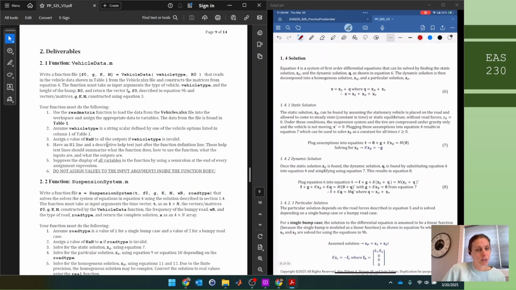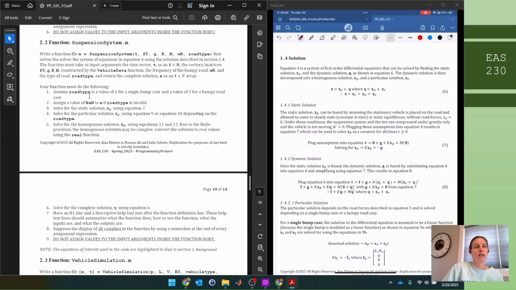Okay. The hard part is the suspension system function. The suspension system function is to solve F plus G plus Kx, equals Mx prime. Solving this differential equation. So this goes through how to solve it. Solving it is broken up into 3 pieces: finding the static solution, finding the homogeneous solution, and finding the particular solution.